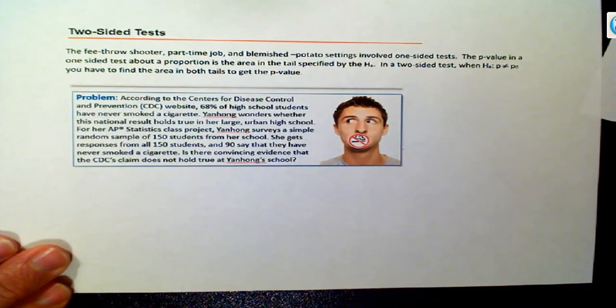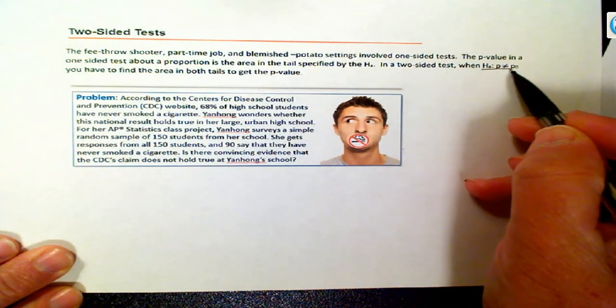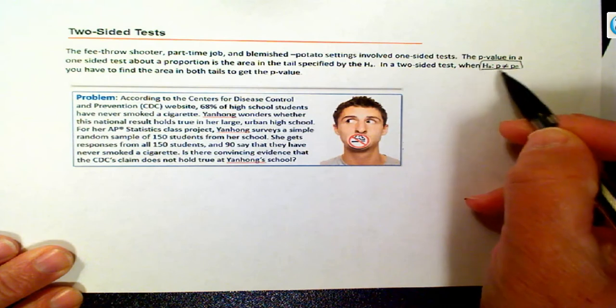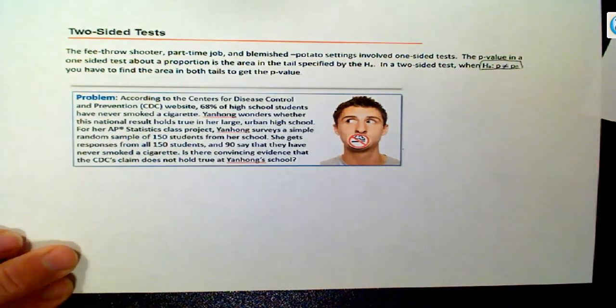A two-sided test. The free throw shooter, part-time job and blemished potato settings all involve one-sided tests. The p-value is one-sided when it's about a proportion, and the area is specified by the alternative. So it's either less than or greater than. In a two-sided test, if your alternative is not equal, you have to find the area in both tails to get the p-value.